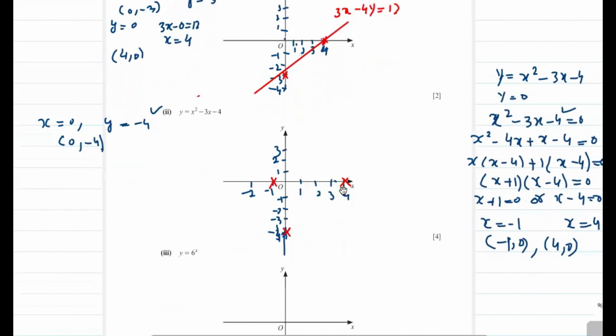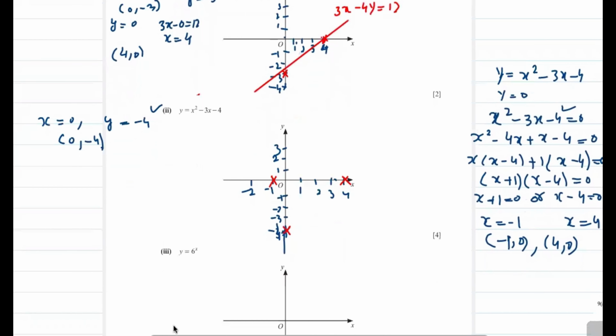Now, the middle of these values, you can see here, will be 2.5. Now we take x equal to 2.5. For x equal to 2.5, we get y equal to 2.5 square minus 3 into 2.5 minus 4. You can calculate with the calculator, the value will be minus 6.5. And we can mark it here.